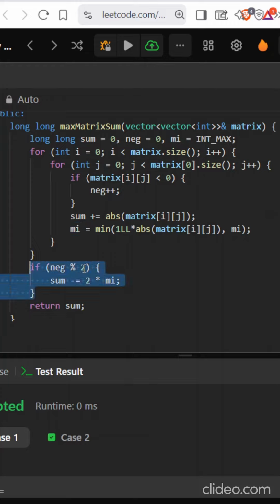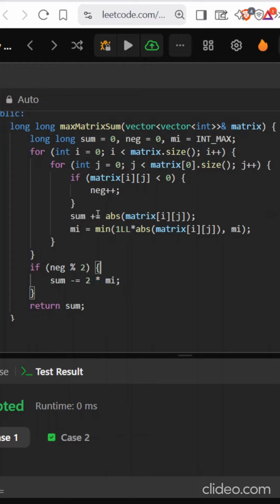If negative count modulus 2, that is, if the number of negative elements is odd, in that case, from my sum I will remove twice of mi. Why? Because the positive part of mi has already been included. So first I have to remove that and then add the negative part. That is why two times mi.